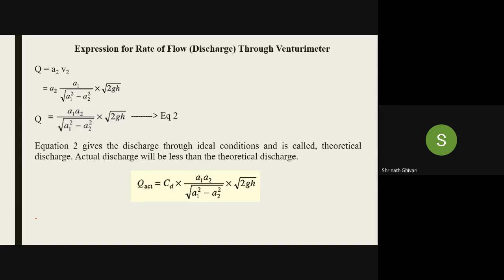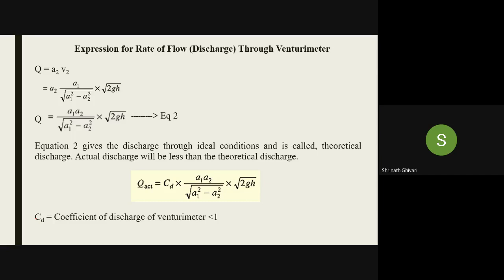That formula will be Q actual equal to CD into A1 A2 divided by square root of A1 square minus A2 square, into square root of 2gh. This is your actual discharge. The value of CD is nothing but the coefficient of discharge, which is less than 1. So the value you will get is like 0.96 to 0.99.